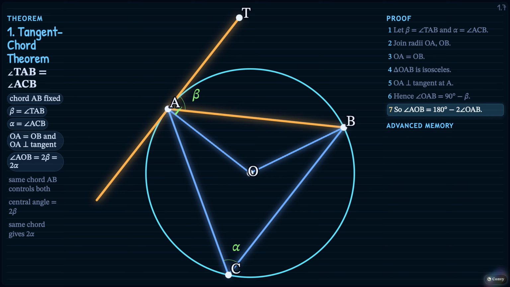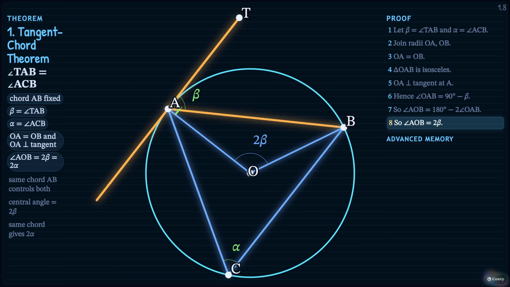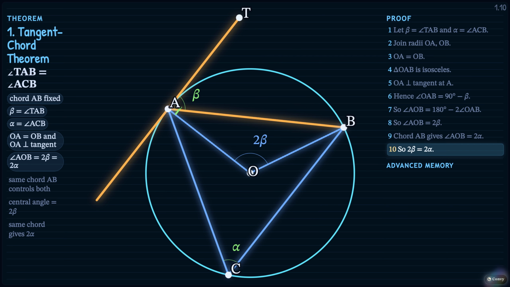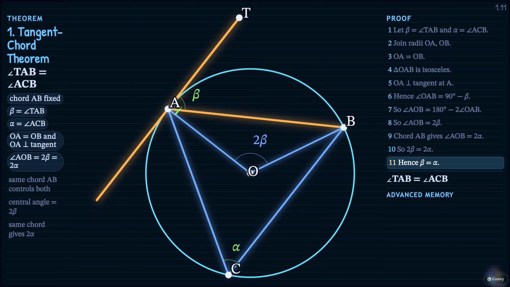So angle AOB equals 180 degrees minus twice angle OAB. Therefore, angle AOB equals 2 beta. The same chord AB gives angle AOB equals 2 alpha. So 2 beta equals 2 alpha. Hence, beta equals alpha. Keep that angle match in mind, because the next theorem turns the same tangent chord idea into a power identity.